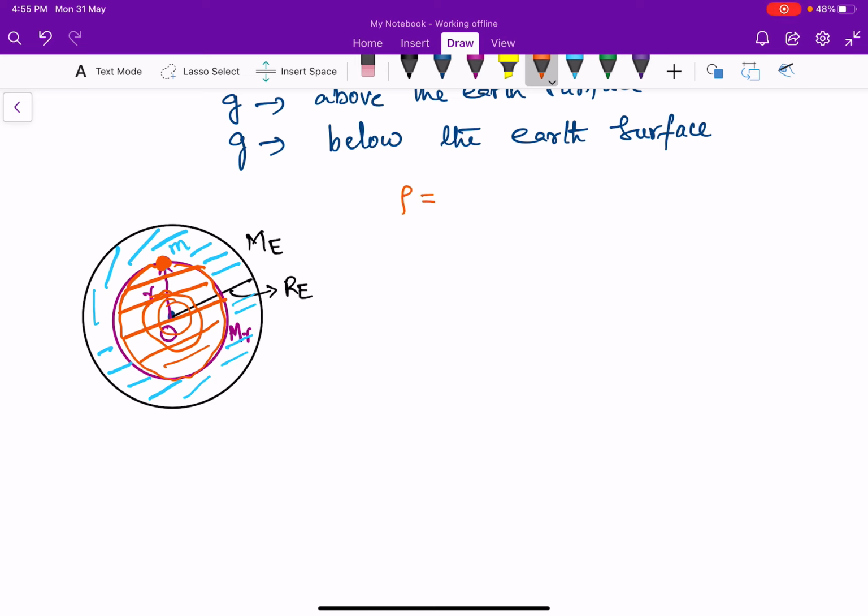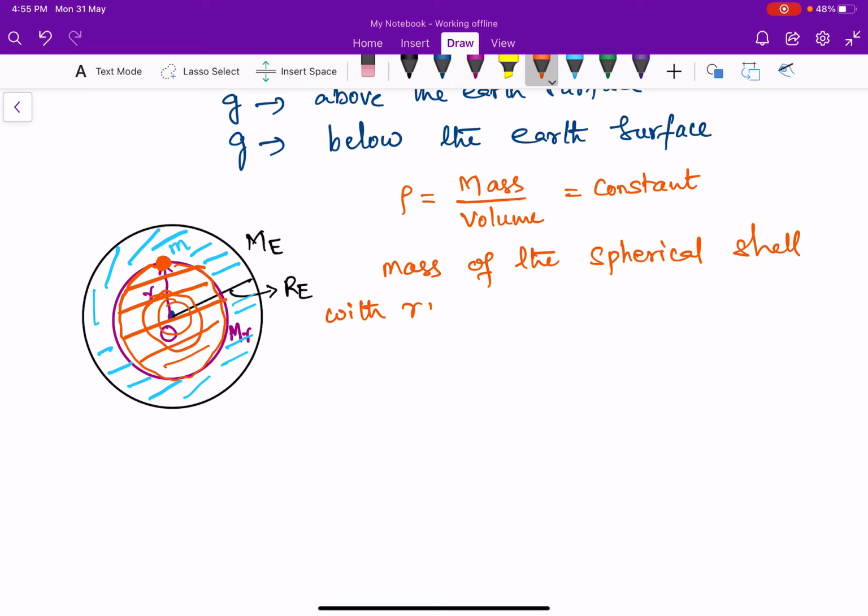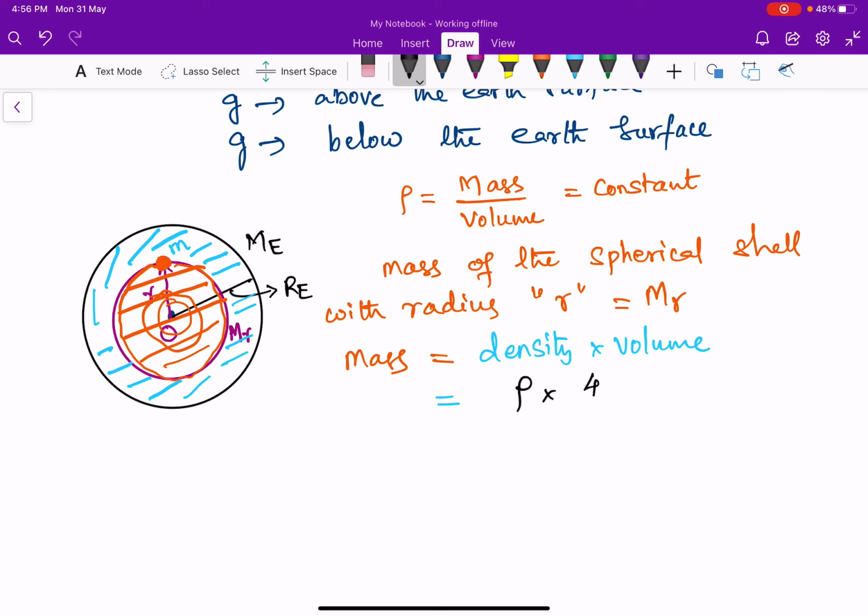Here we know that density is equal to mass by volume. The density of the Earth remains the same, constant always. So the mass of the spherical shell with radius r is Mr. Mass is equal to density into volume. Here, let density be rho, and the volume of the sphere is 4 by 3 pi r cube. This is Mr, the mass of the spherical shell with radius r.